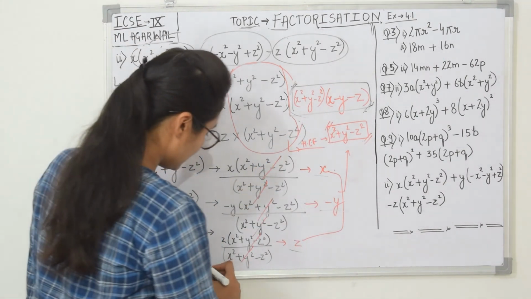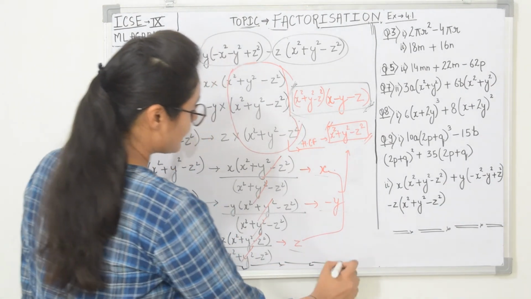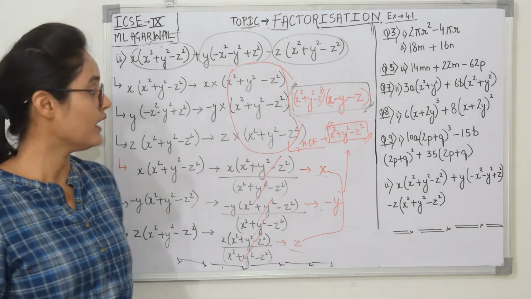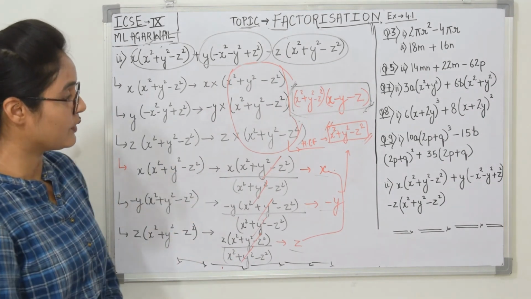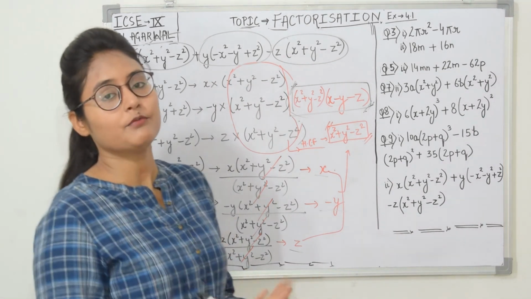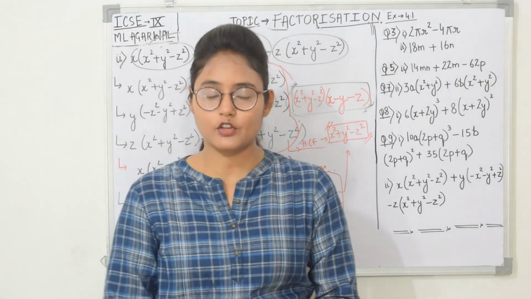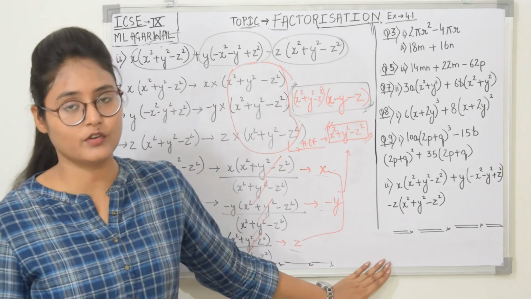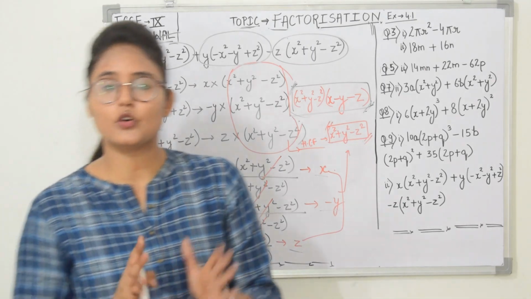So I think till now the concept of factorization of exercise 4.1 is clear. Now students, a few more questions are left in your exercise, and they are pretty much easier than those I have already explained to you. So you can just practice them on your own.